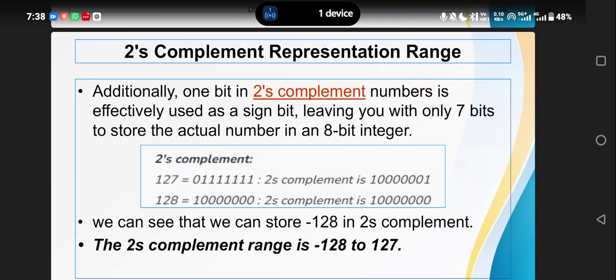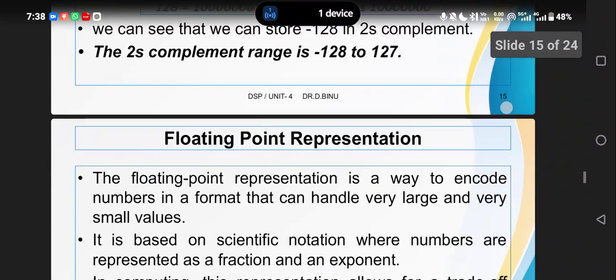Then we will see what is meant by 2's complement representation with some example. One bit in a 2's complement number is effectively used as a sign bit, leaving you only 7 bits for the actual number in an 8-bit integer. So the 2's complement range is minus 128 to 127.